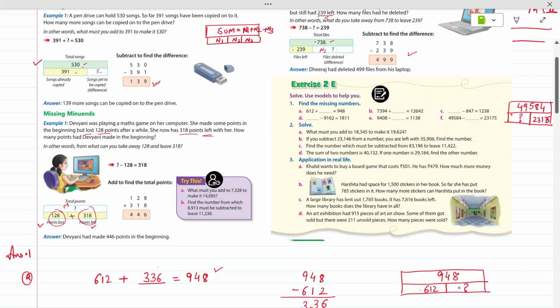Again I'm explaining, the upper part of the model will always be the total, the sum of the numbers given below. If we are given only the numbers, we can always add them to find the sum. If we are given the sum and one number, we can always find the other number by subtraction. All the questions we have done in the first question of this exercise are based on the models.